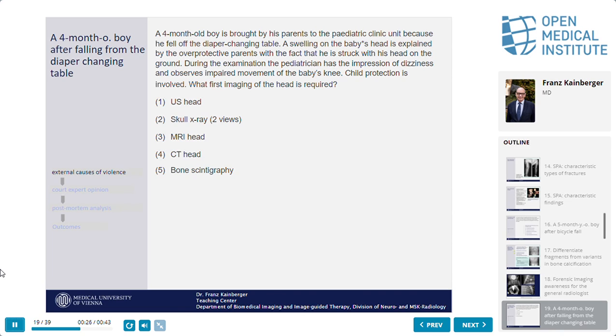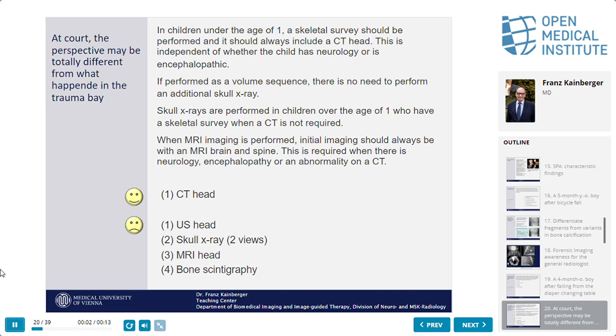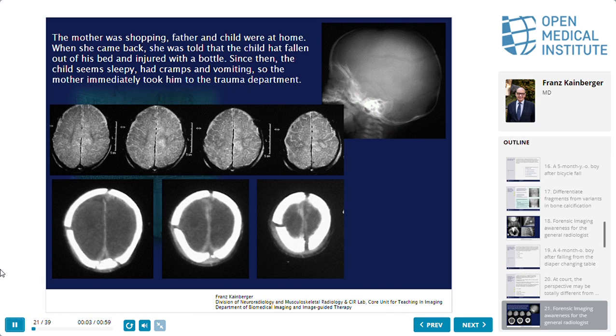And now the question is, what is the first imaging of the head? There is a discussion in the literature, but usually it is accepted today that despite the radiation exposure, CT of the head is the modality of choice that should be done. But also a considerable number of people recommend MRI. However, MRI to be done in such small children is very, very difficult. There is a really wide field of neuroradiological imaging in case of non-accidental injury.